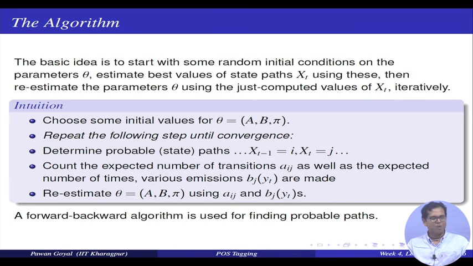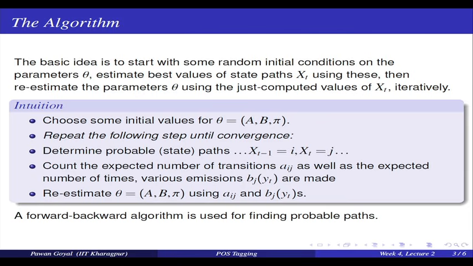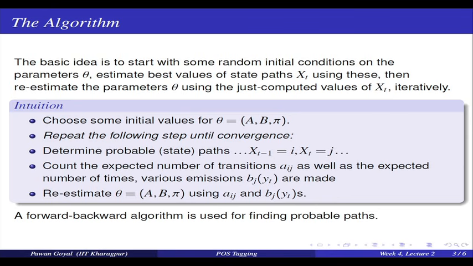Yes, I know the probability that x t minus 1 is equal to i and x t is equal to j. I can use that to compute an expected value for aij, and this is what we will be doing. So, we will compute aij. Similarly, I already know the observation, so I can also compute some expected values for bj yt. What is the probability that I see observation yt for the particular state j? So, once I have computed this aij and bj yt, I will again estimate my parameters theta using these computed values.